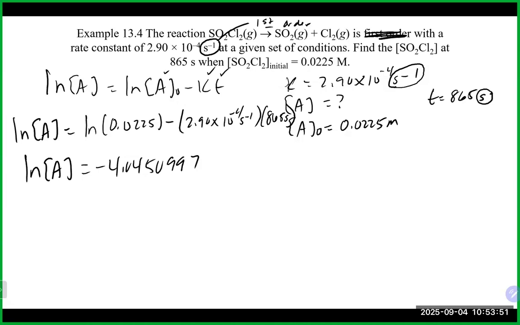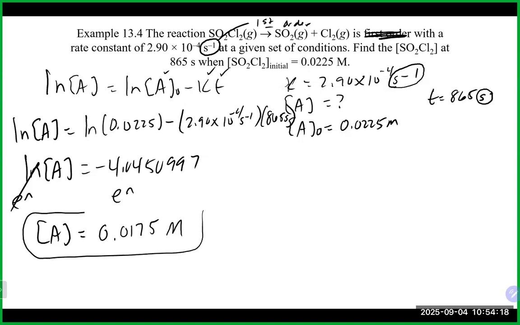To get rid of the natural log on the left-hand side, I need to take e to both sides. That's just going to get rid of the natural log on that side, and that will leave you your A. And perhaps a 0.0175. The units here are going to be molarity, just like the other unit. And we do need a unit because it is a concentration, so we do have to put that unit back in. Question on that one there.